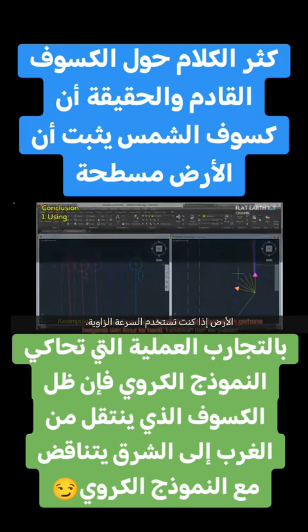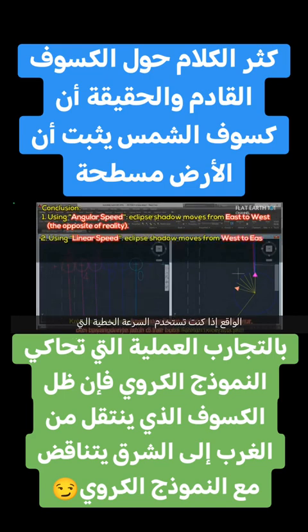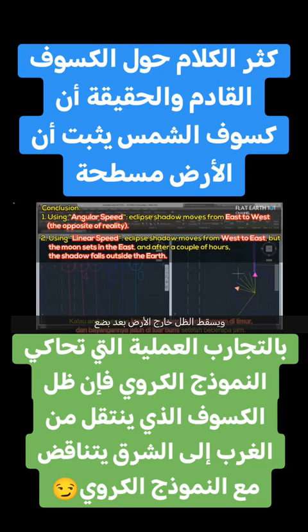If you use angular speed, the eclipse shadow moves from east to west, the opposite of reality. If you're using linear speed, the Moon sets in the east, and the shadow falls outside the Earth after a few hours. Any which way, they're wrong. It really doesn't work on the globe model.